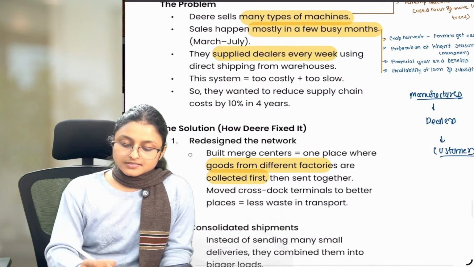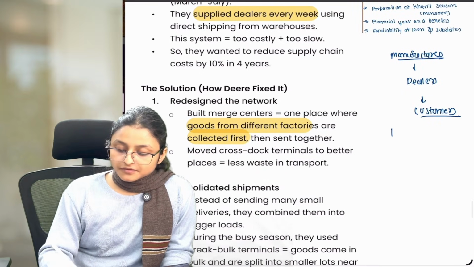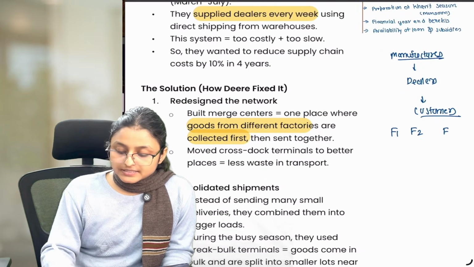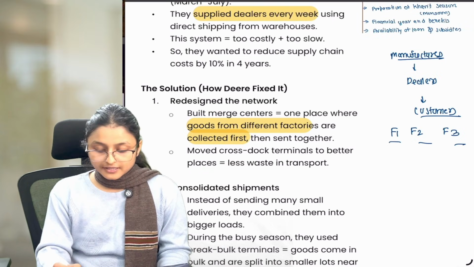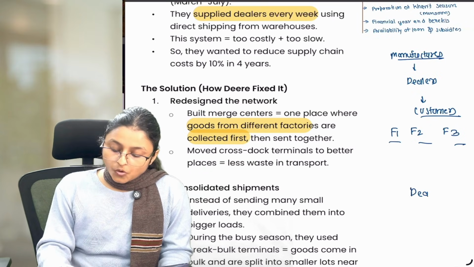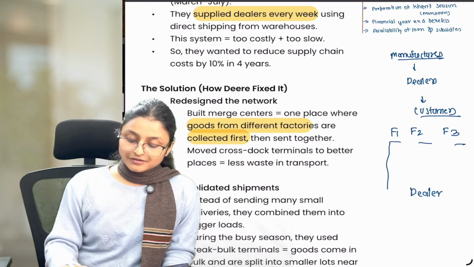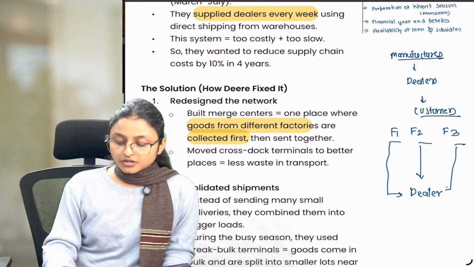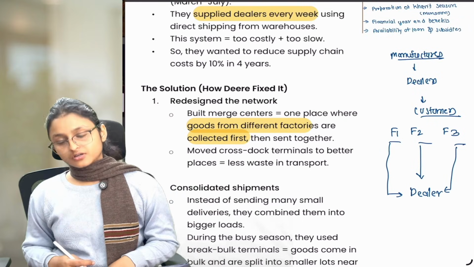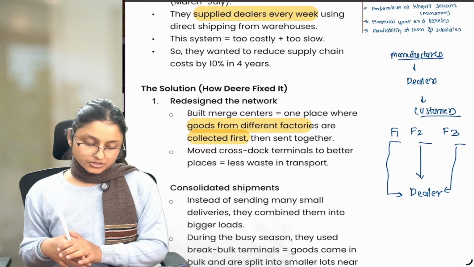Now, this system was too costly and too slow. Think about it. Let's assume that John Deere has 3 factories making 3 different types of machines, and the dealer requires all the 3 types of machine. Then what will happen is factory 1 will send its own truck, factory 2 will send its own truck, factory 3 will send its own truck. Sending to the same dealer, we are incurring a lot of cost.